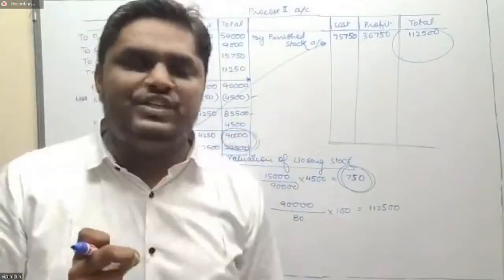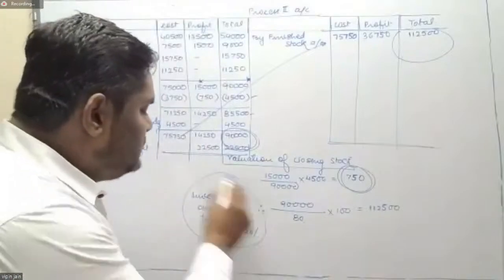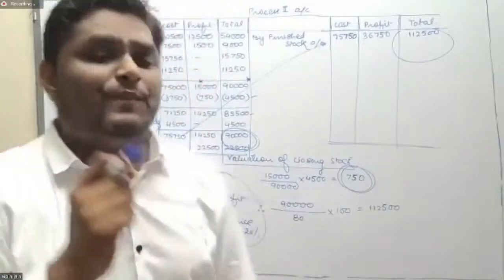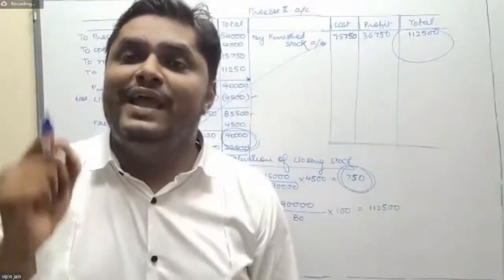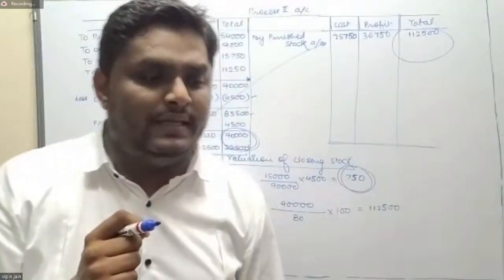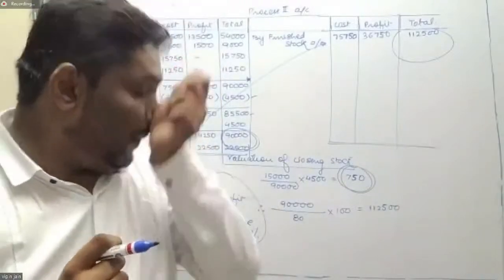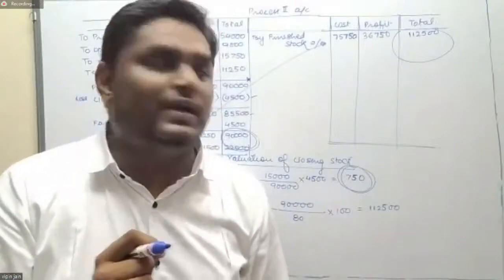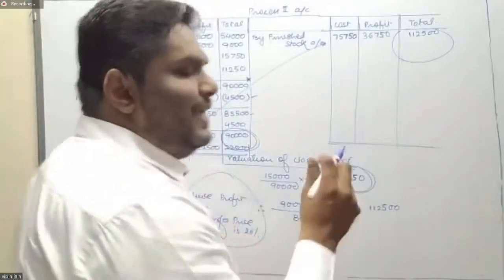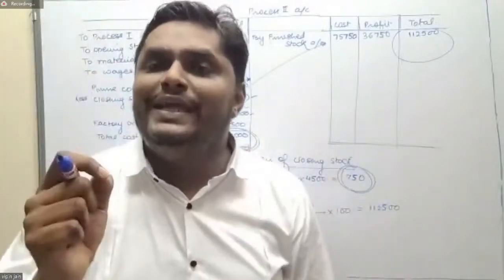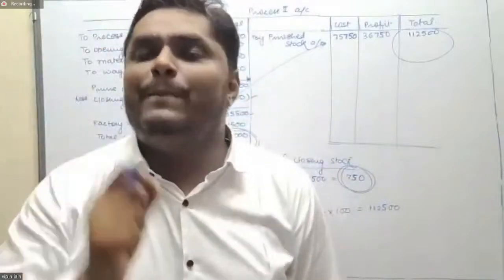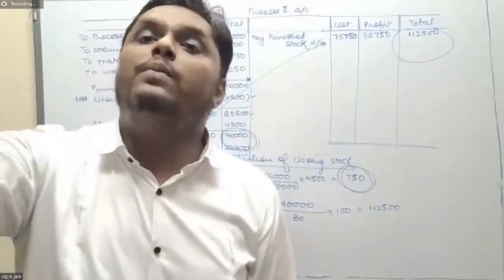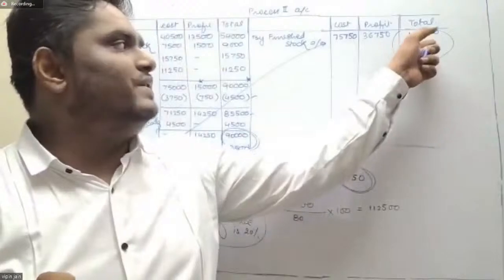Now, since it is given in the question that the output is to be transferred at 20% profit on transfer price, the output of process second is to be transferred at 20% profit on transfer price. So assuming transfer price is 100, profit is 20. So the cost will be how much? Very simple, 80. So this 90,000 is equal to 80%. So how much will be the 100%? That is 1,12,500.